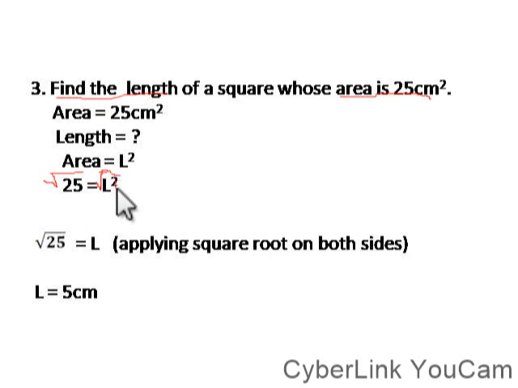By the time you get to SS1, or even JS2, when you'll be doing indices, you'll see how this cancels out. So the 2 cancels the square root, and we are now left with L. Then the square root of 25 gives us 5, because 5 times 5 gives us 25. So that is the solution to this particular one.